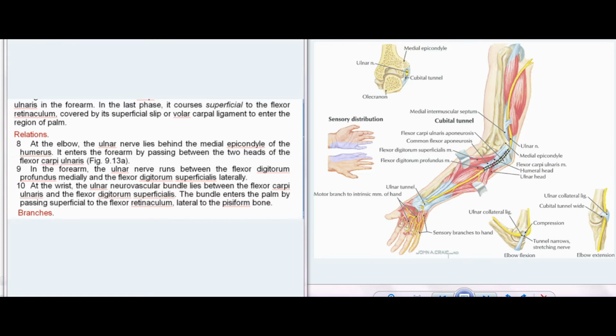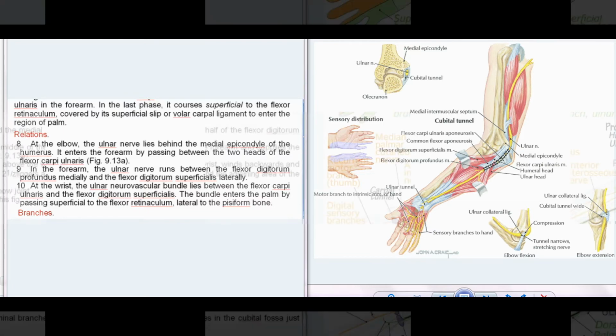Relations. 7. At the elbow, the ulnar nerve lies behind the medial epicondyle of the humerus. It enters the forearm by passing between the two heads of the flexor carpi ulnaris, Fig 9.13a. 8. In the forearm, the ulnar nerve runs between the flexor digitorum profundus medially and the flexor digitorum superficialis laterally. 9. At the wrist, the ulnar neurovascular bundle lies between the flexor carpi ulnaris and the flexor digitorum superficialis. The bundle enters the palm by passing superficial to the flexor retinaculum, lateral to the pisiform bone.